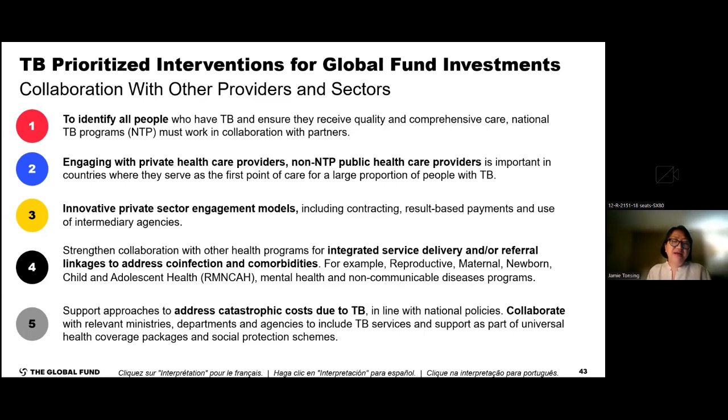With other health programs, there are opportunities to collaborate to improve TB case finding, especially related to mental health, non-communicable diseases, for example diabetes, smoking, alcohol, because these are all also risk groups for TB. And also outside of the health sector, can we work with ministries and departments that are involved in social health insurance and social health protection schemes, so that we are able to address the catastrophic costs due to TB faced by many patients.